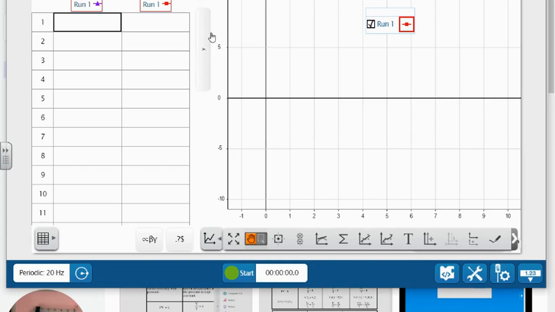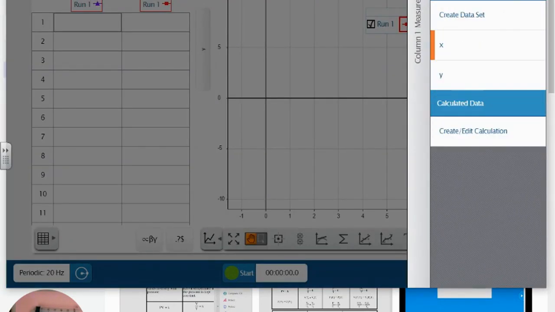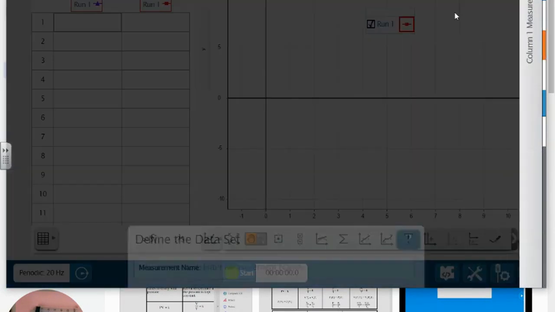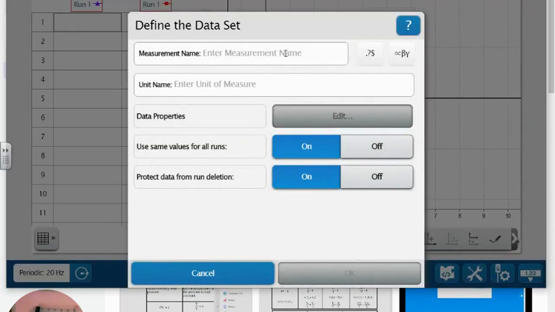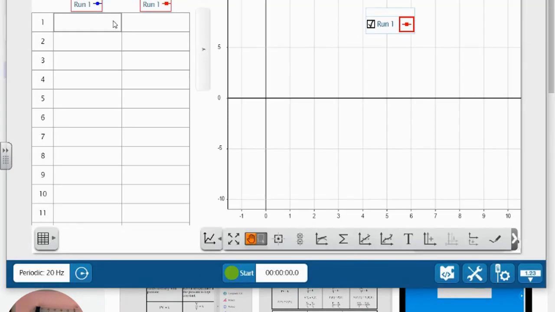So what I'm going to do, start off here, is define what X and Y is. Since X is the independent variable, the one we control, I am going to set that for volume, and we're going to set that for syringe volume. So I'm going to go to user entered, and I'm going to create a data set, and it's going to be plunger volume. And my unit of measure is going to be the milliliter. And I am just going to leave it like that. And now that's my X.